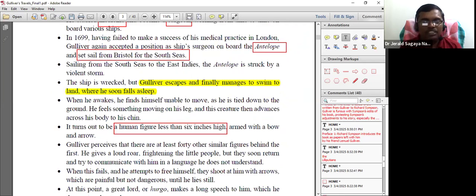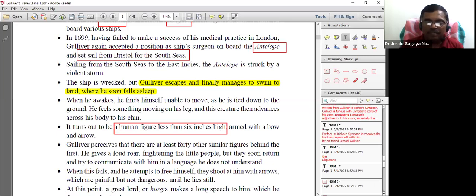Okay, then what is special about them? You find that these people have actually taken him as their prisoner. Though they were small in size, what did the Lilliputians try to do with Gulliver? Gulliver was a large, giant-like structure, but these people were trying to control him. And what did he do?